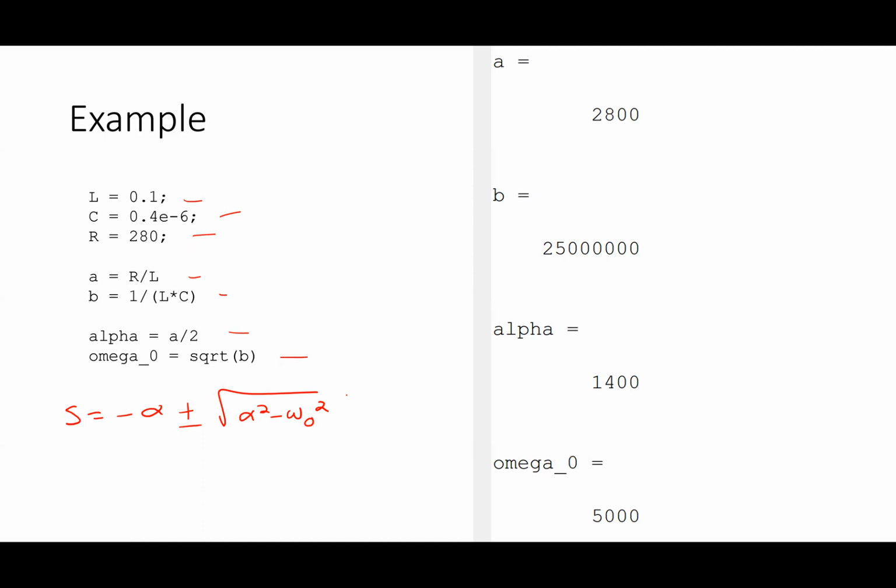Is S going to be real numbers or is it going to be complex? Complex. How do you know it's going to be complex? The square root is negative, right? I can see from this that alpha is less than omega naught. Alpha squared is going to be less than omega naught squared. And so this guy is going to be complex.